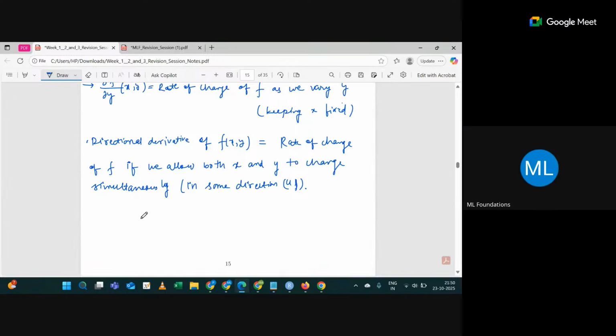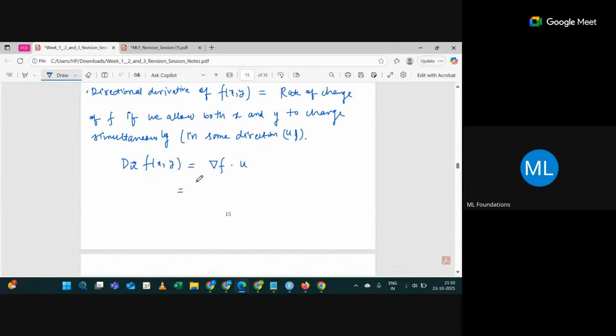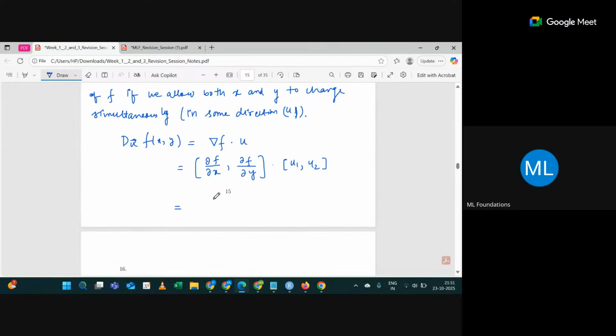Okay. So basically, the way we can represent it, du, this is the directional derivative of f in direction u. This is nothing but gradient of f into u. See, this gradient is very, very important actually. So what is the gradient? Gradient is a collection of partial derivatives, if you want to understand it in simple terms. So this is del f divided by del x and del f divided by del y, into u1 comma u2. So what else can I write here? Can I write u1 into del f divided by del x plus u2 into del f divided by del y? Yes. Okay. Is this clear? Yes, sir.